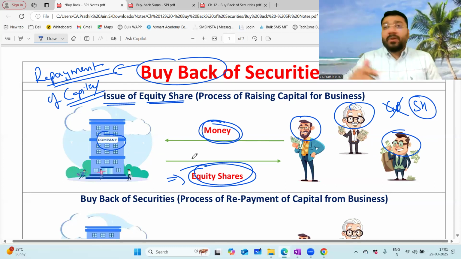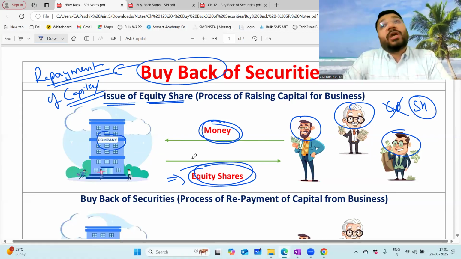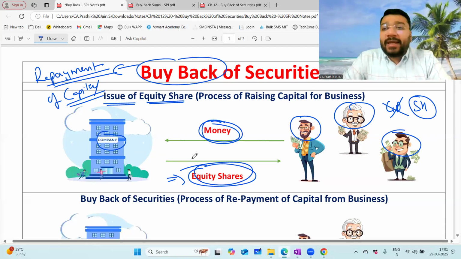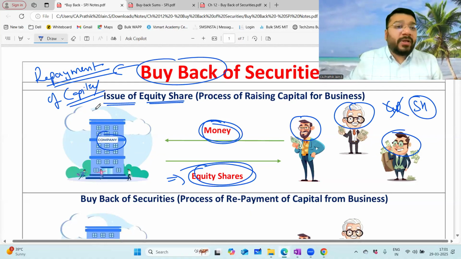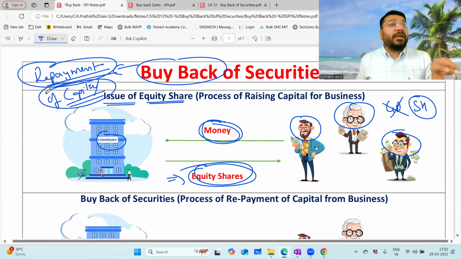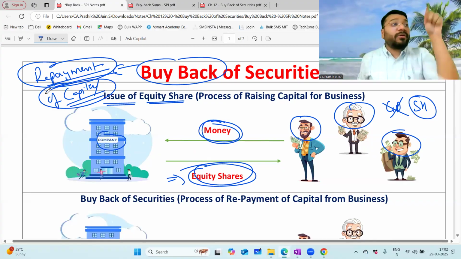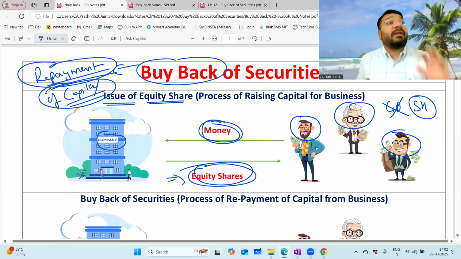When will you return the money to the shareholders as a company? Only at the time of winding up. That's right. Equity share capital can be returned by the company only at the time of winding up. But with buyback, where we are talking about repayment of capital, companies now have the option to repay the capital, equity share capital, even before the winding up procedure. That is, even before the company goes for winding up, it can repay the capital back.